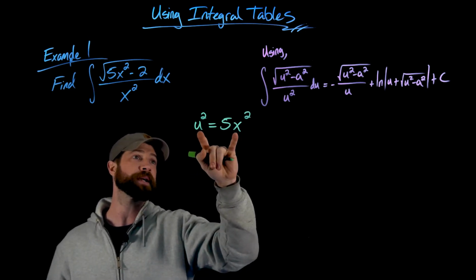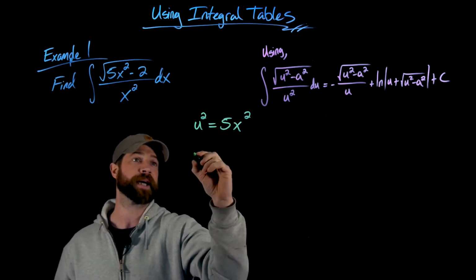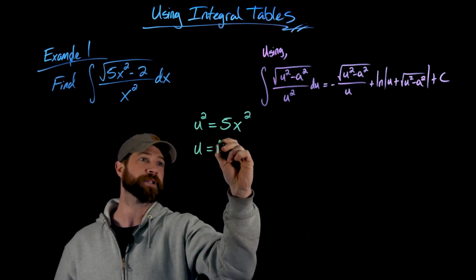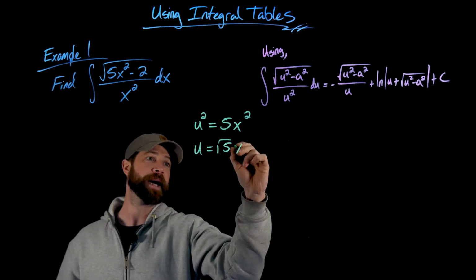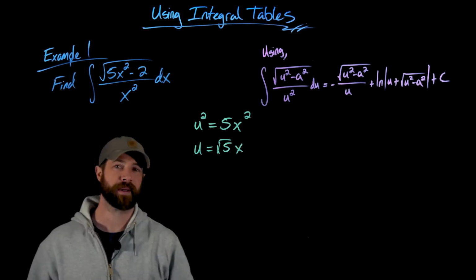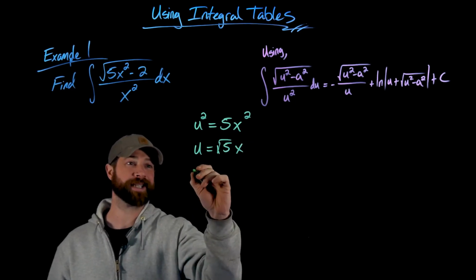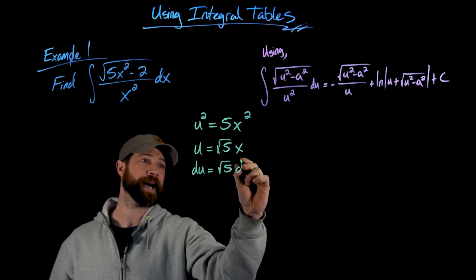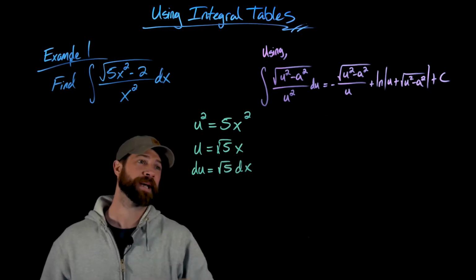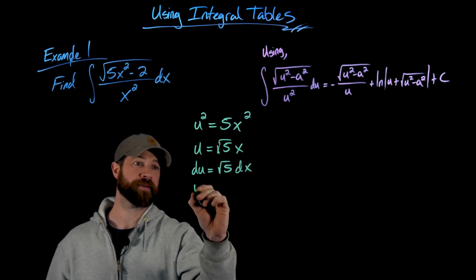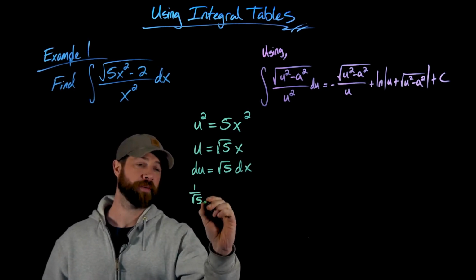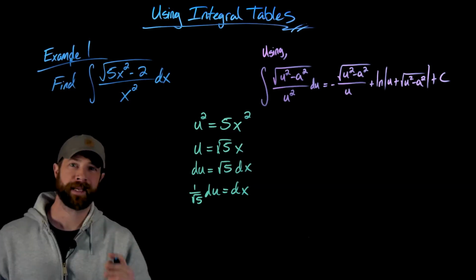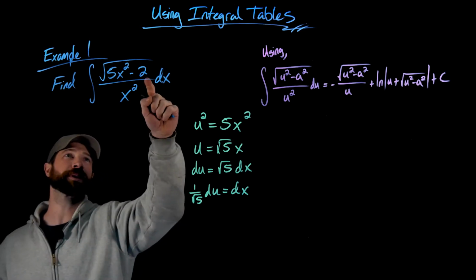Well, if I want u squared to be this, then I'm just going to take the square root of both sides to get that u equals, and I'll square root both of these individually, the square root of 5 times x. Then I'm going to differentiate both sides to do this differential swap. So I get du equals the square root of 5 dx. And then as I always do, I'm going to divide over this constant to get 1 over square root of 5 du equals dx.